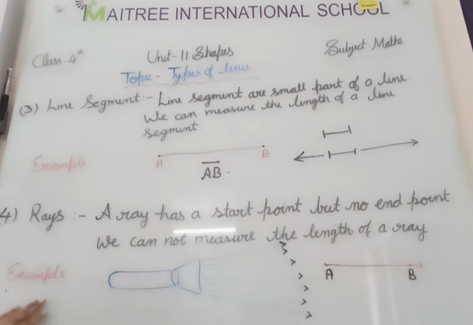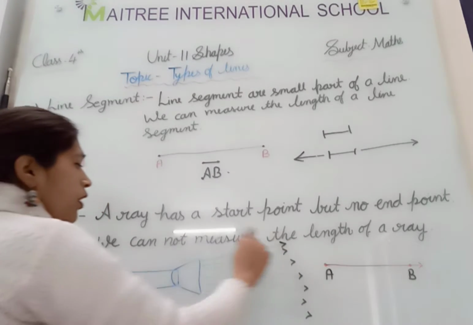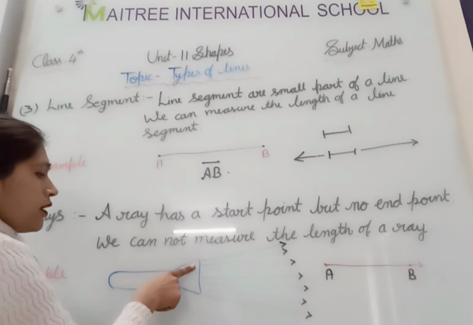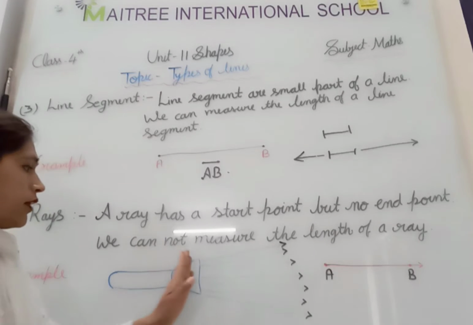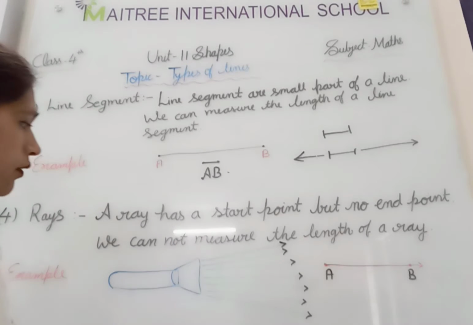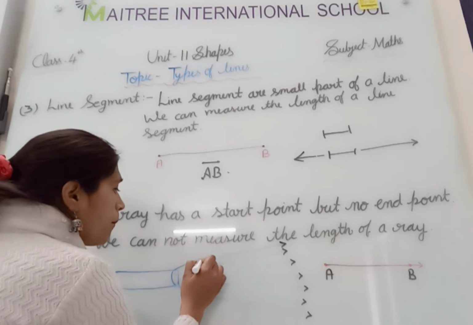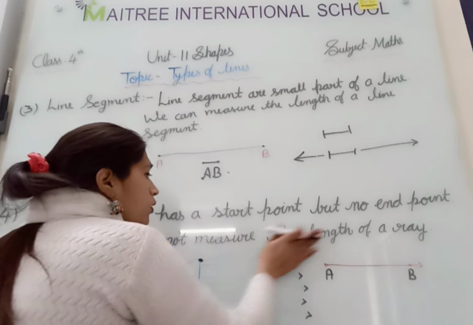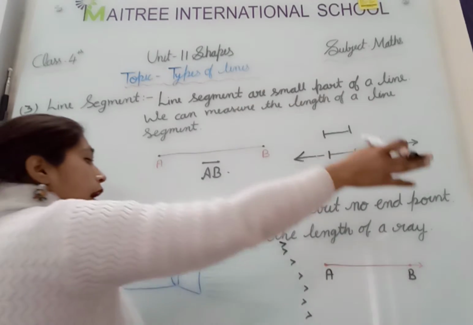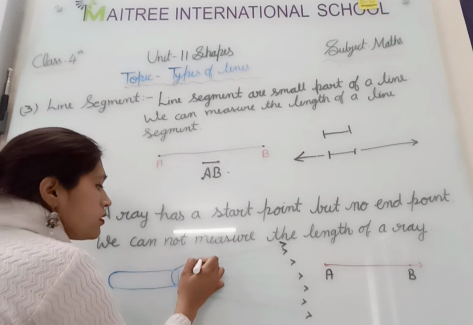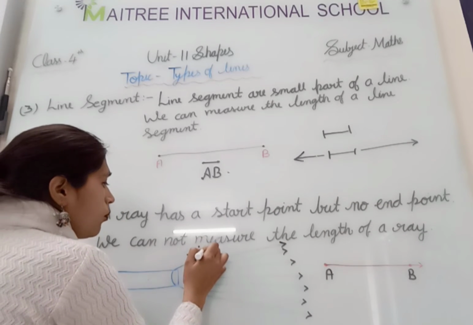A nice example of rays is a torch. If I turn on the torch, you can see rays coming out. We know that the rays start from here. This is the starting point. We know very well that the ray starts from here, but we don't know where it will go, till which end it will go. So it has a starting point. This is the starting point.